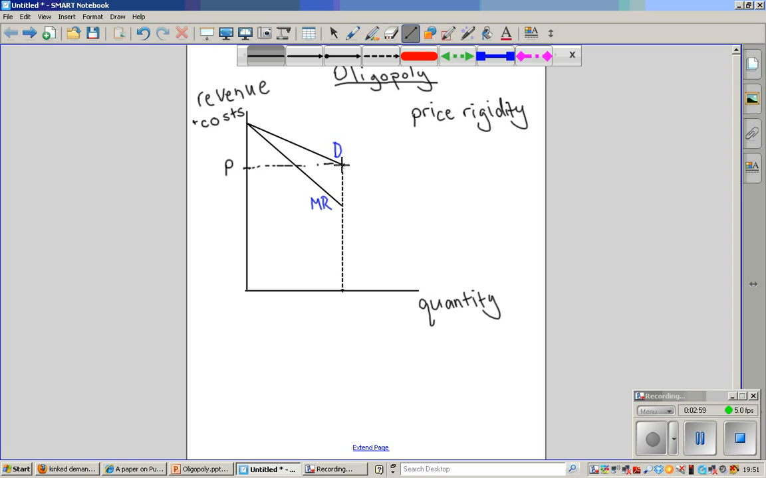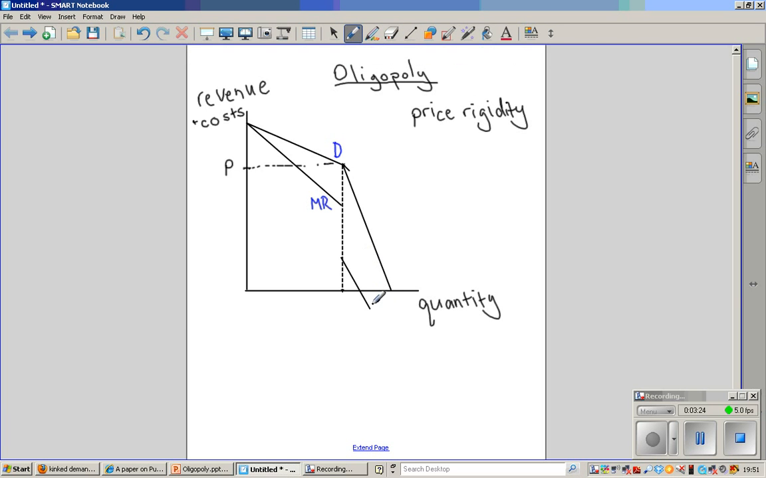So I need to draw a very inelastic demand curve from this point, and you notice it's much steeper than the original, obviously because this is inelastic, and that results in a much more inelastic marginal revenue curve here. I'll label that. Demand, which we know is equal to average revenue.